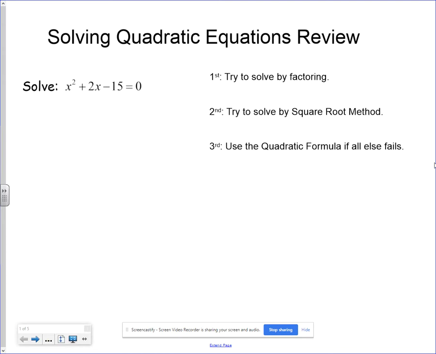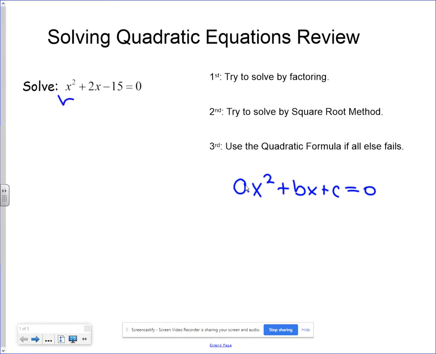So let's look at this first equation. Your first step is to get it into standard form. Again, this is standard form. So your first step is always write the equation in standard form. So our equation is already in standard form. So we're going to try to do it by factoring first.